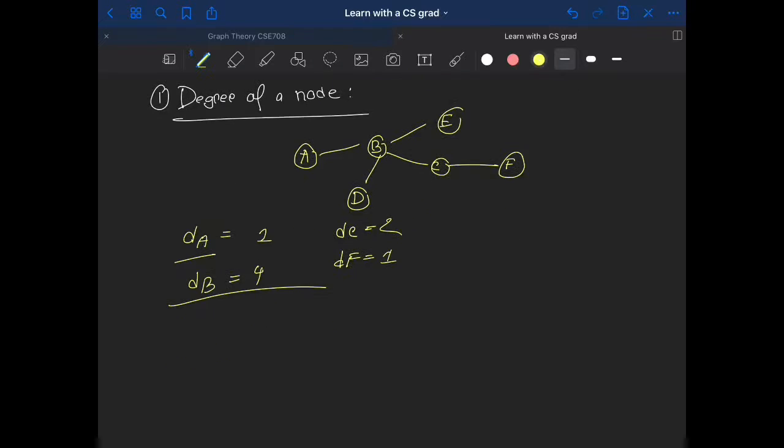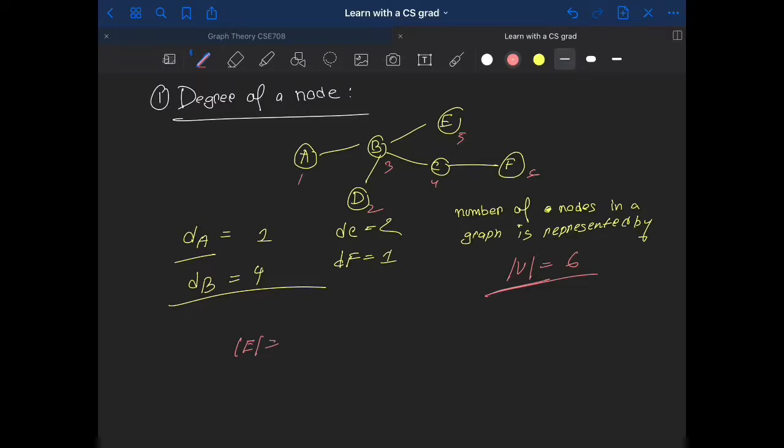And the number of nodes inside of a graph is represented by this symbol, V. So V tells us how many nodes there are inside of that graph. In this case we have 1, 2, 3, 4, 5 and 6, so this would be 6. And this represents the number of edges inside that graph. So we have 1, 2, 3, 4, 5, so you have 5 edges.